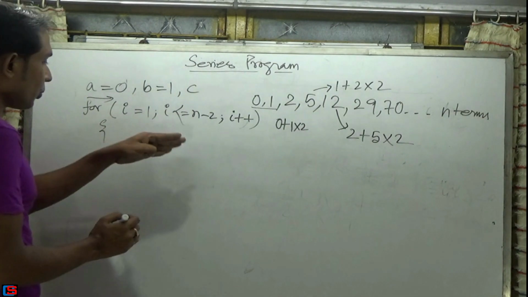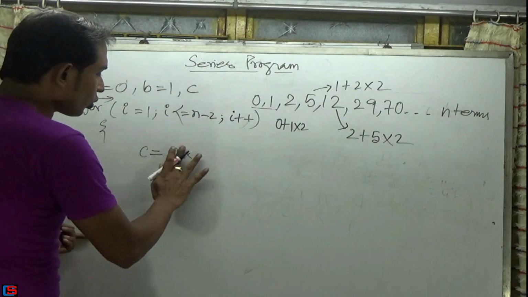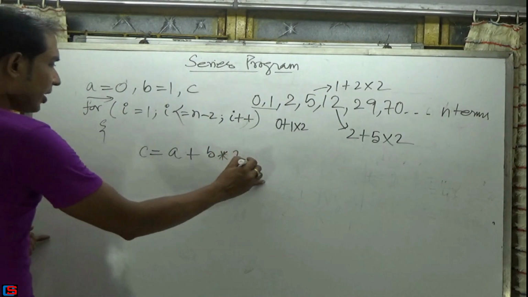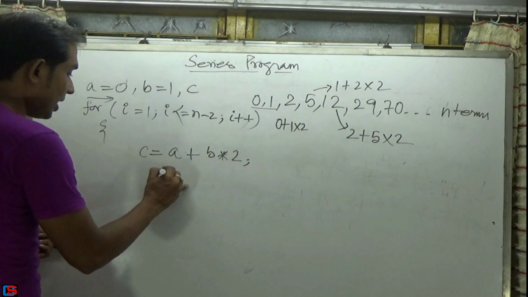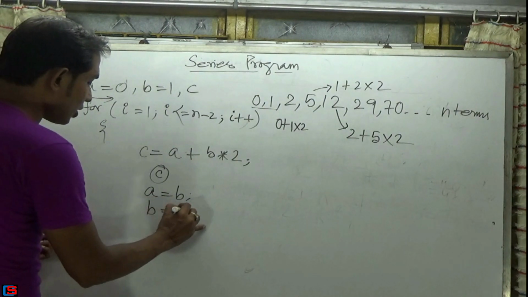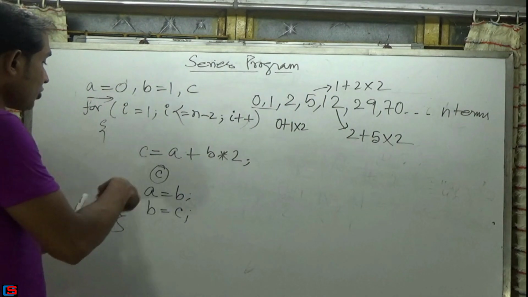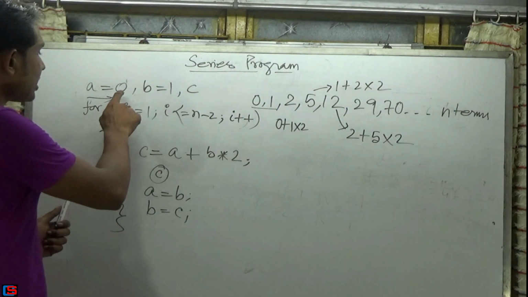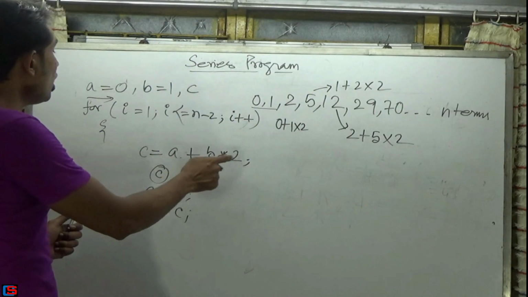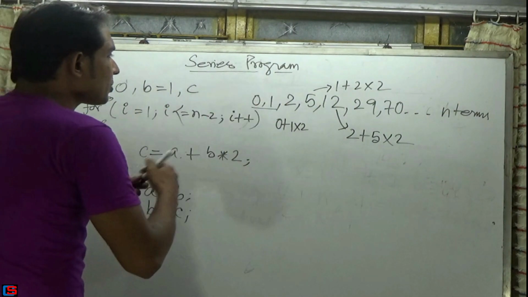Now within this loop, we do the operation as mentioned here: c equals a plus b into 2. After writing this, I print c, and then I write a equals b and b equals c. How are the values generated? Let's see. a and b, 0 and 1, are already printed. So c equals 0 plus b into 2, it means 1 into 2. So print the 2. So 2 is printed here.